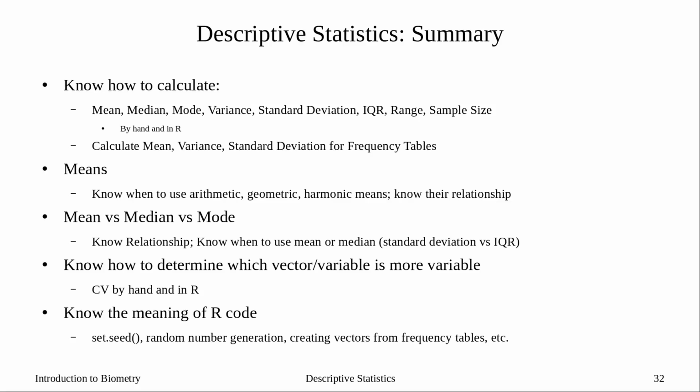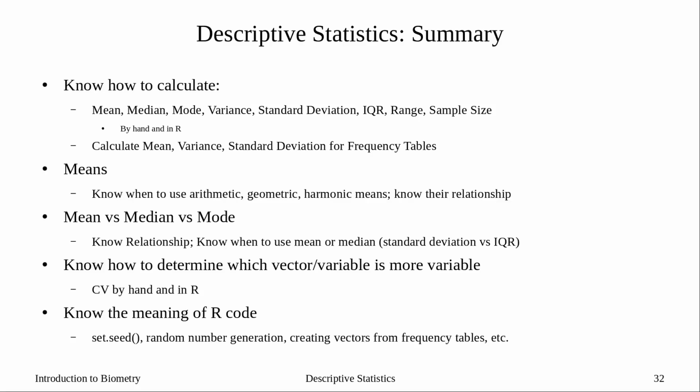Also know how to determine which vector or variable is more variable. And so this is using the coefficient of variation. Know how to do that by hand and in R. And then lastly, also know the meaning of some of the R code that we ran. Specifically the set.seed function, what is that doing and why do we do that?